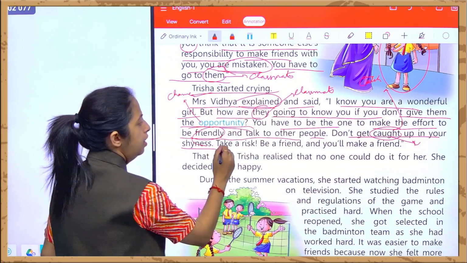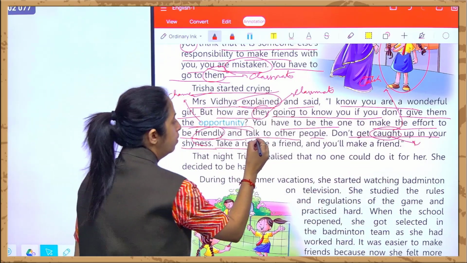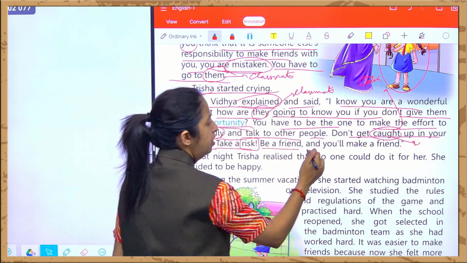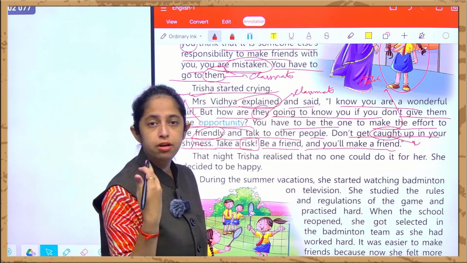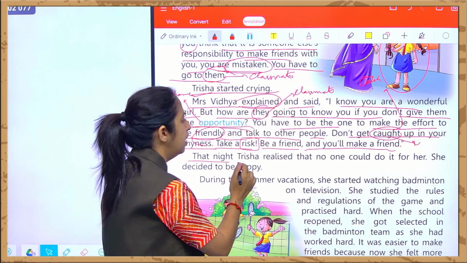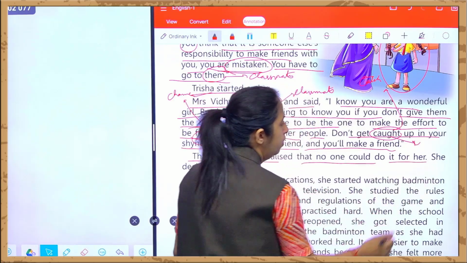Okay. Take a risk. Again, you can see over here, this is an expression. You have to take a risk. Be a friend and you will make a friend. आप friend बनिए और वो आपके वापस में क्या बनेंगे? Friend बनेंगे. That night, Trisha realized that no one could do it for her.